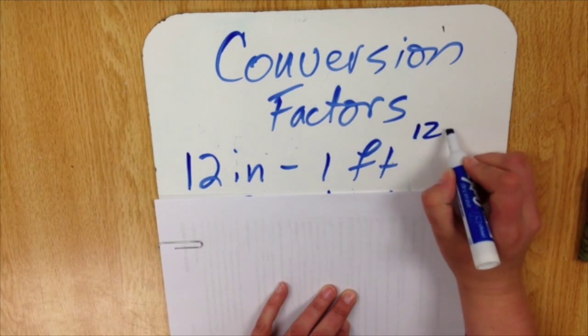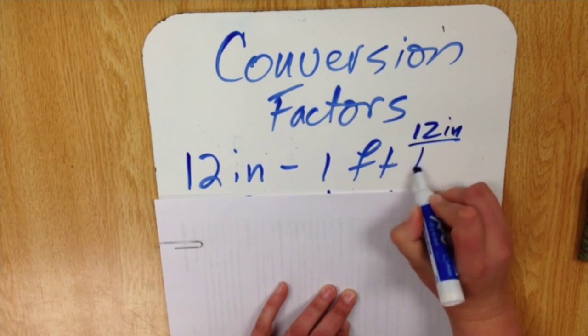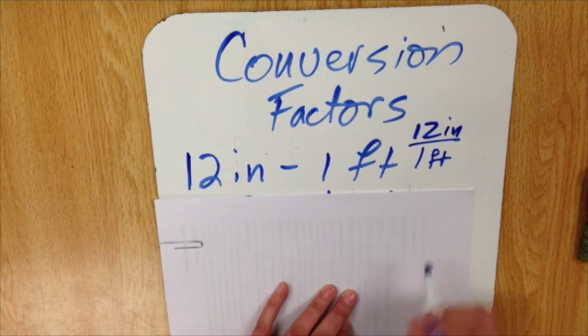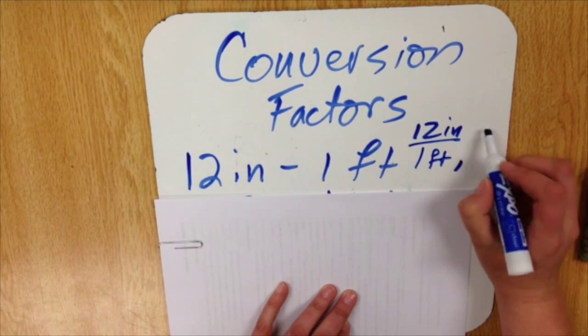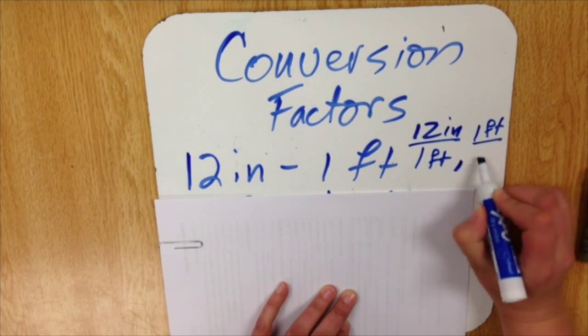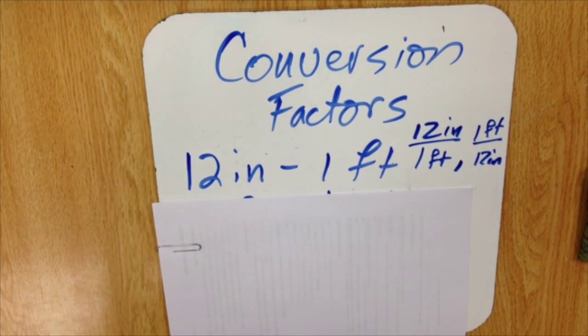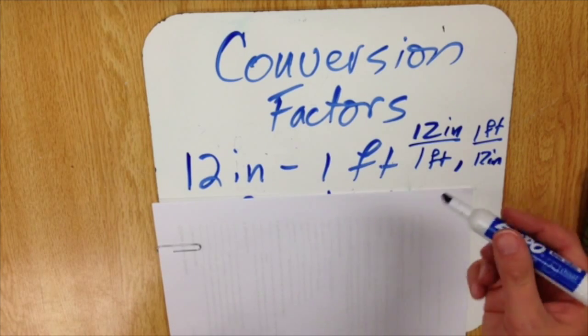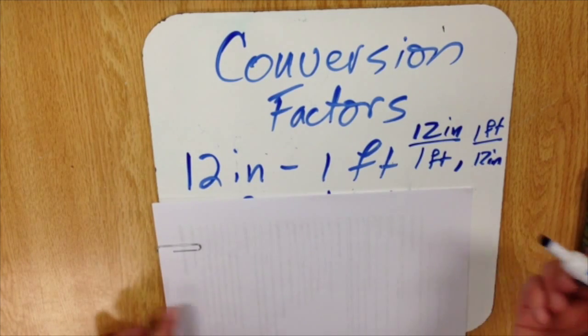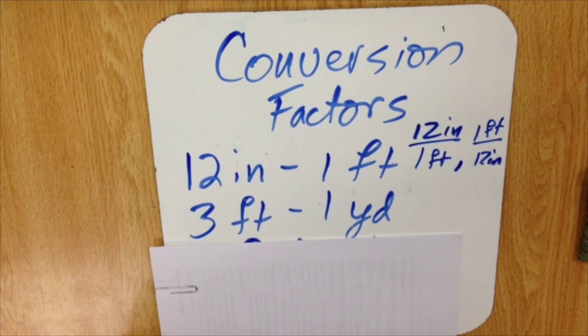If you want inches, it would be 12 inches per 1 foot. But if I want feet, I could put 1 foot over 12 inches, and I could use that as my conversion factor. It's actually the same thing. It just depends on what you want and what you have. So what you want should always be going on the top.